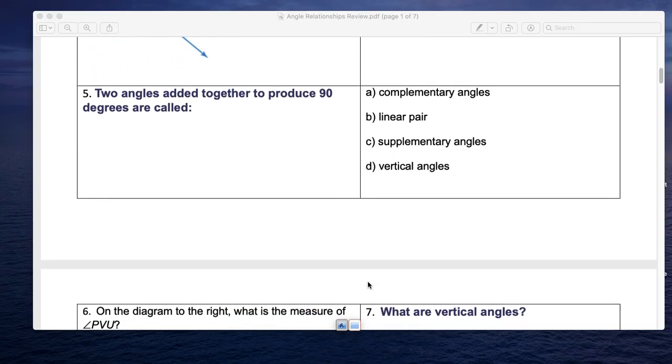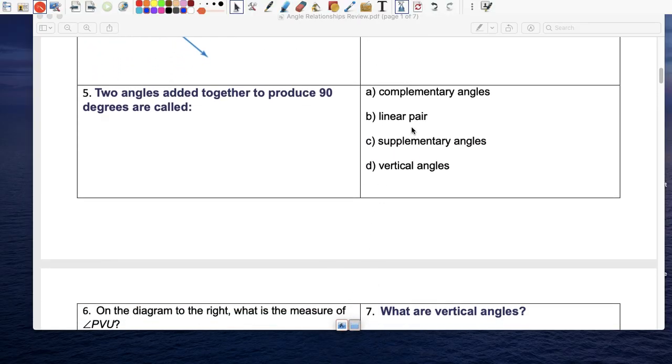Two angles added together to produce 90 degrees is, well, complementary.